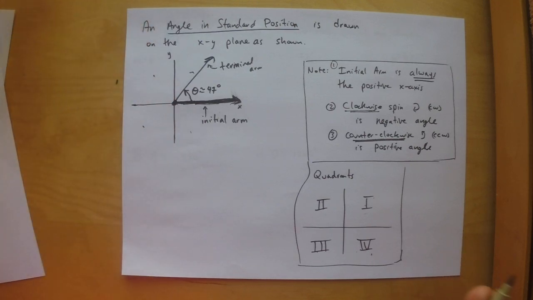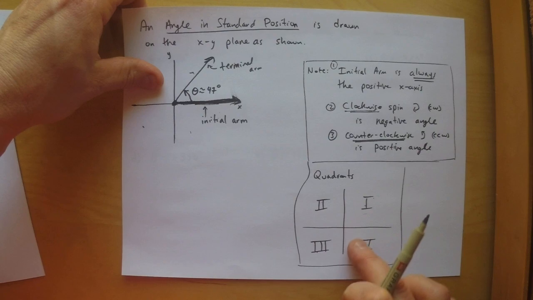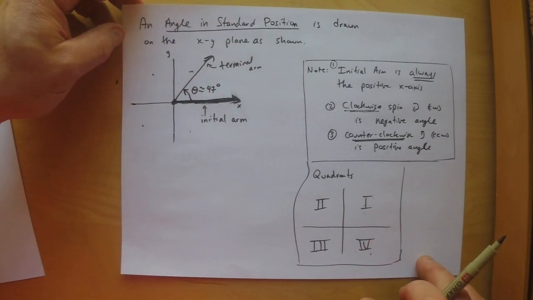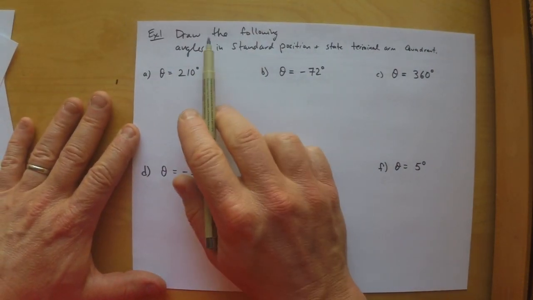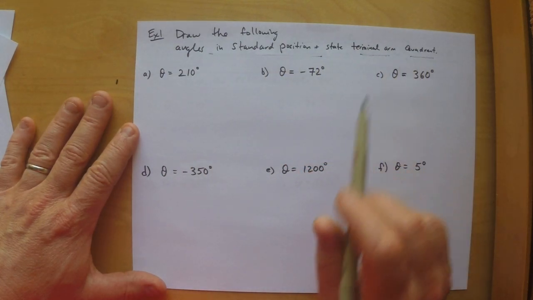Now they're going to ask you to draw these. They'll say draw these angles in standard position, and you just have to remember these little rules. Not even so much rules, just guidelines that are globally used. So here we go, here's a bunch of angles. Draw the following angles in standard position and state the terminal arm quadrant.